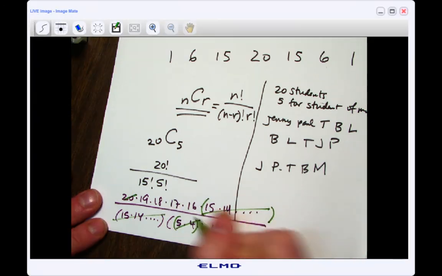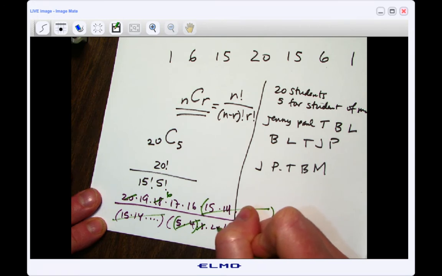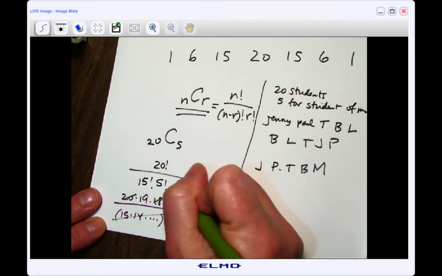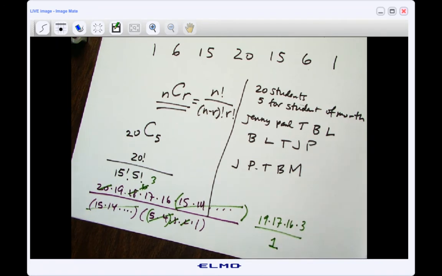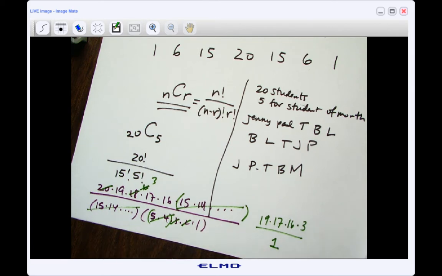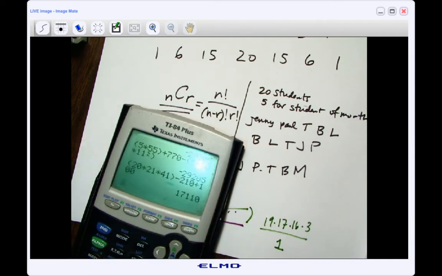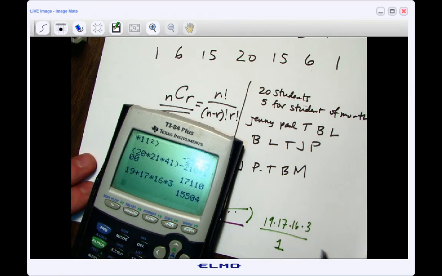3 goes into 18 if you want. You can start doing some of that, and you can see that you can reduce these a little bit. So now it's 19, 17, 16, and 3 on the top, and just a 1 on the bottom. Again, it's not ideally what I would love to do by hand, but it's definitely doable. And if I have my calculator, it's even easier. So it's 19 times 17 times 16 times 3. And if I reduced everything right, this should be the right number.